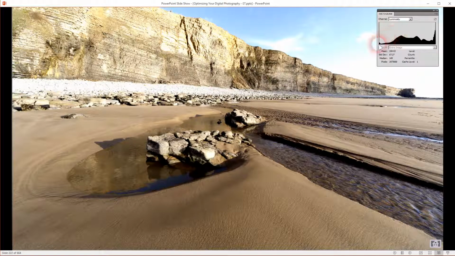Conversely, here we've got a huge peak on the left and a huge peak on the right, and all the histogram is spread out, so it's far too contrasty. The histogram is showing us that graphically.